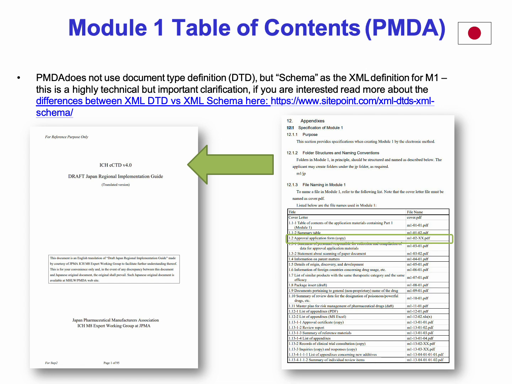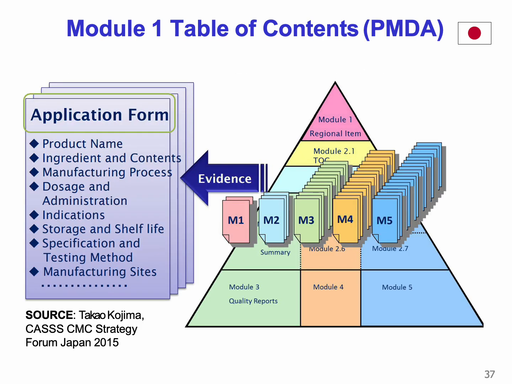So they're going to, of course, have an application form where companies are going to add lots of information, mainly related to the quality of the product, and of course, information about the safety and efficacy. And then they're going to add that application form into module 1. So here we are looking into the table of contents. Within the application form, just one document, which is a large document, pharmaceutical companies are going to add the product name, the ingredients, and contents or excipients, manufacturing process, dosage and administration indications, storage and shelf life, specifications and testing methods, manufacturing sites, etc.